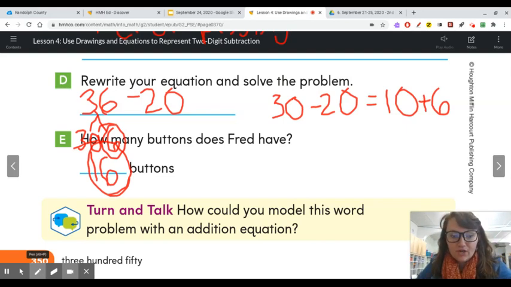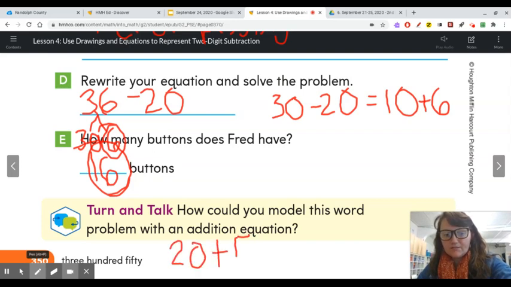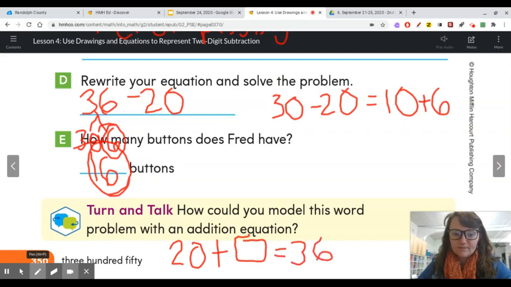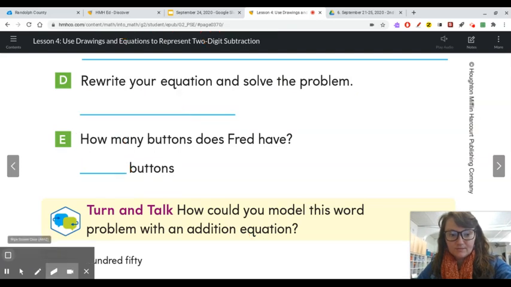Now, it says turn and talk. How can you model this word problem with an addition equation? Ooh, that's easy. All you have to do is do 20 plus something equals 36. Ta-da! Okay. So you can pause this video, and then I'm going to erase. All right, let's move on to the next section.